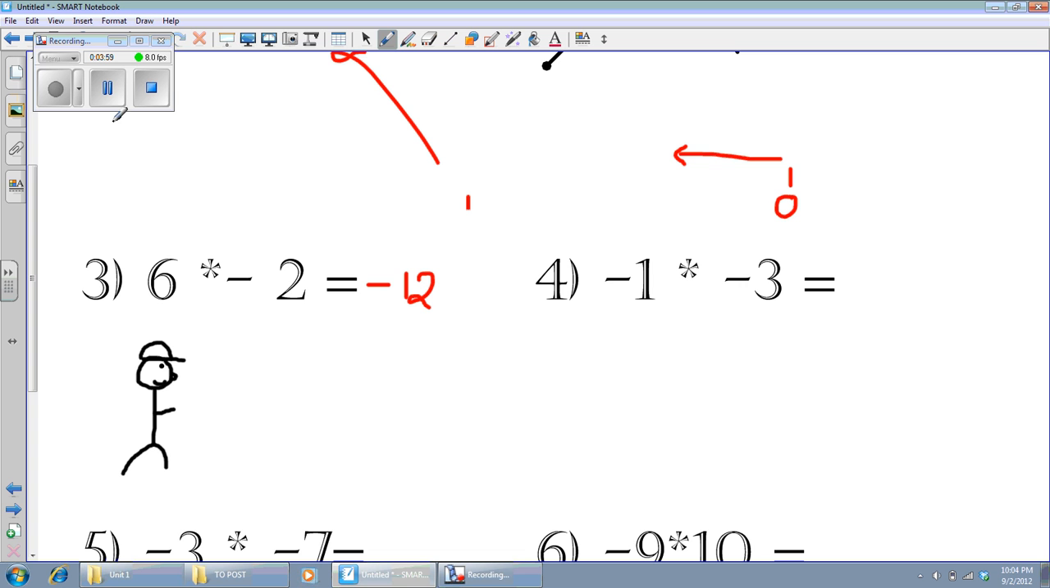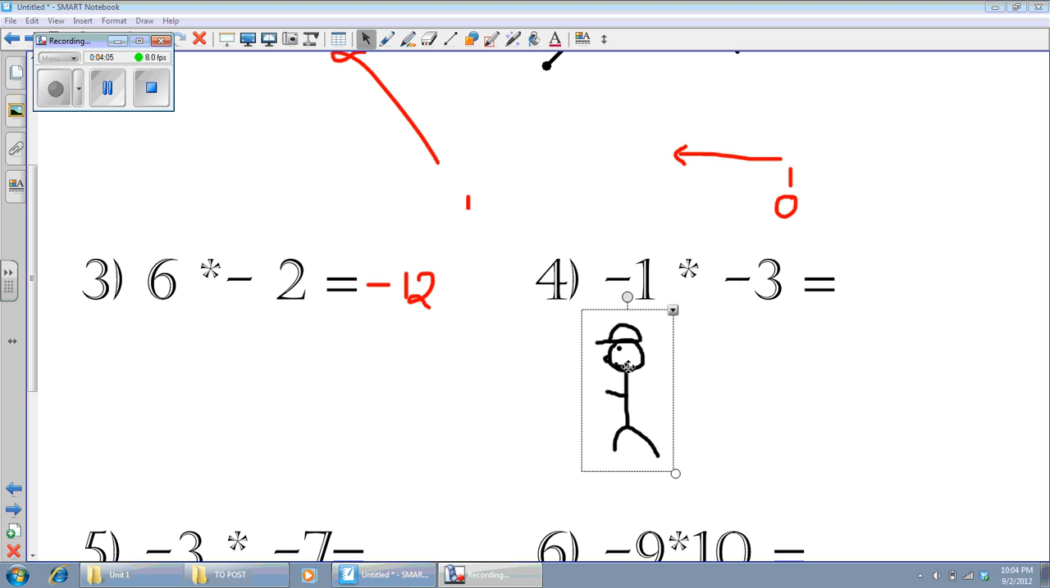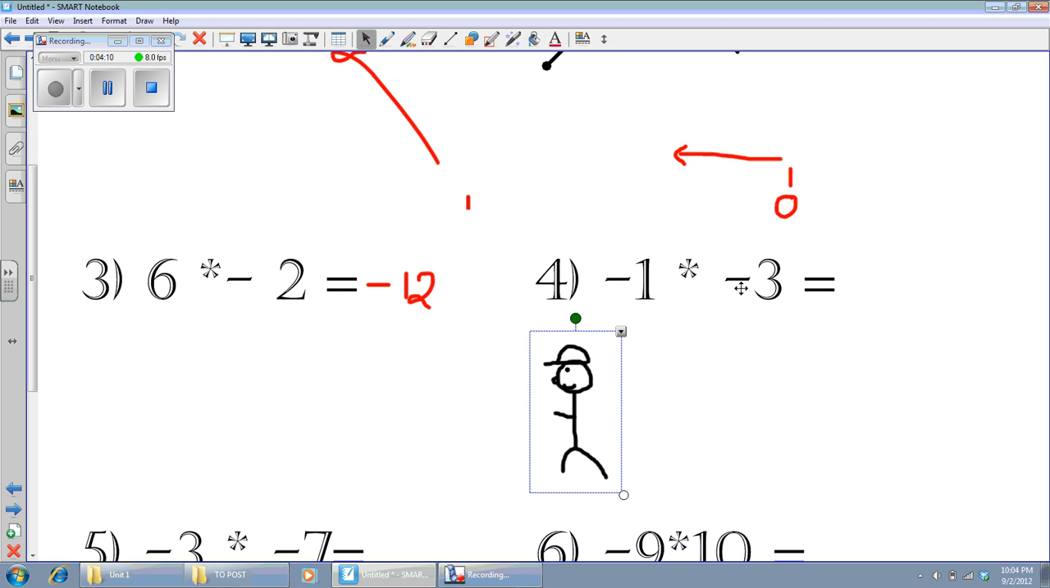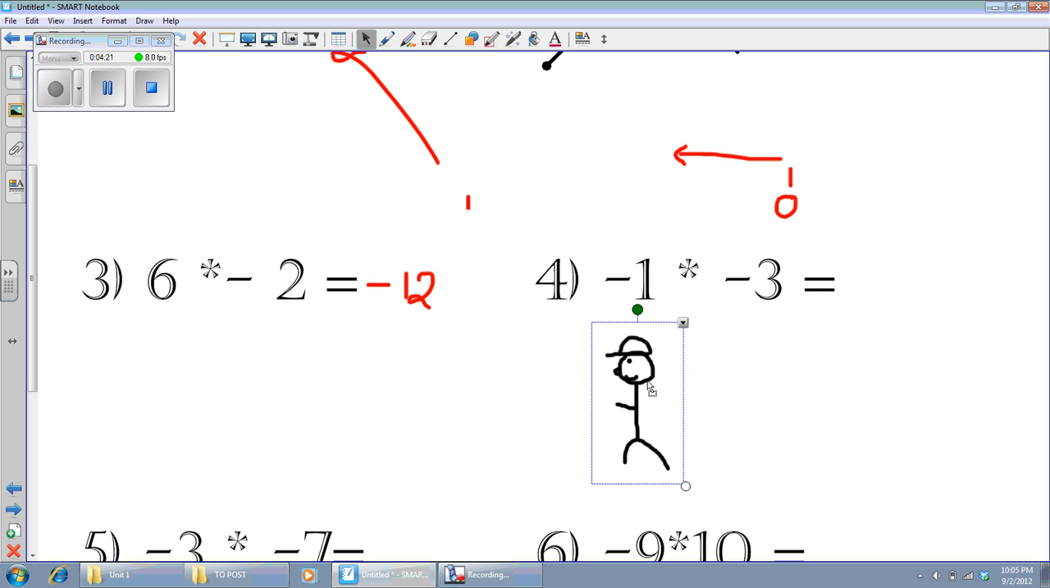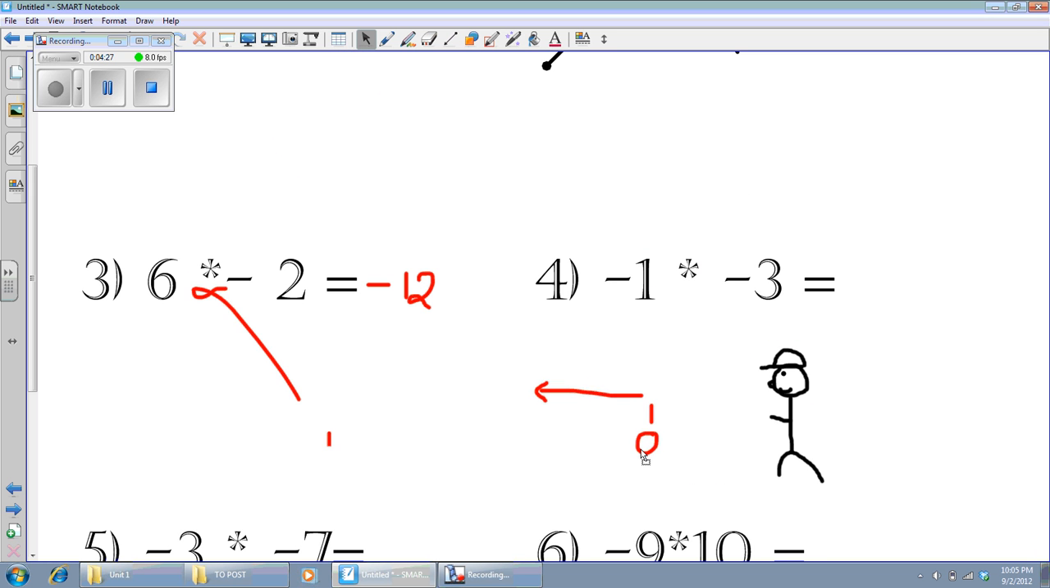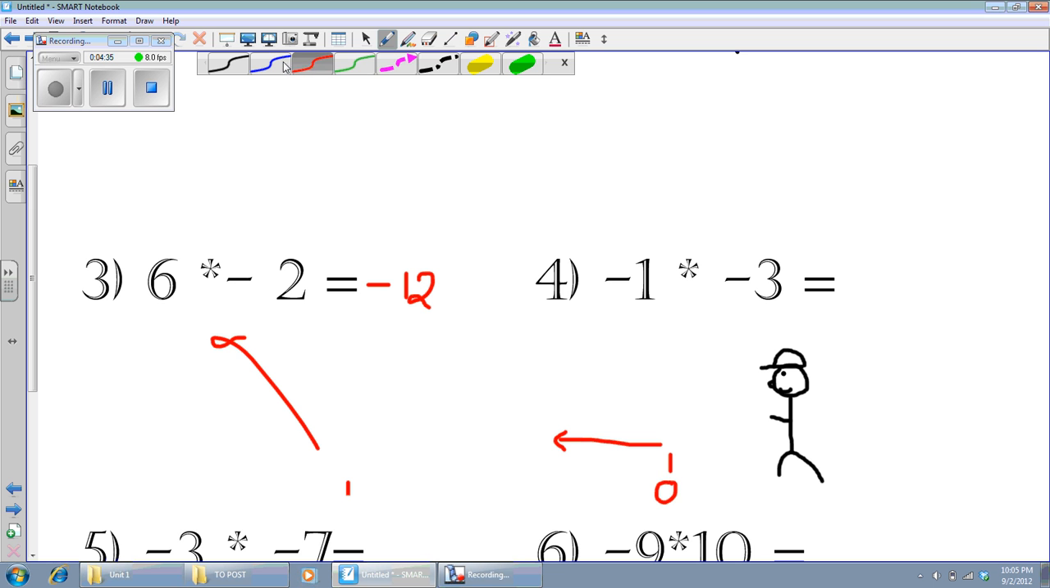All right, let's do number 4. Let's notice that Bobby needs to be facing the negative numbers because the 1 is negative. Bobby's going to walk backwards because the 3 is negative, right? So Bobby's going to do 1 group of 3 backward steps. So if he's at 0, and he's going to go backwards 1, 2, 3. Well, if 0 was here, Bobby would be at positive 3, wouldn't he? You bet your boots he would. So Bobby is at positive 3 for this one.